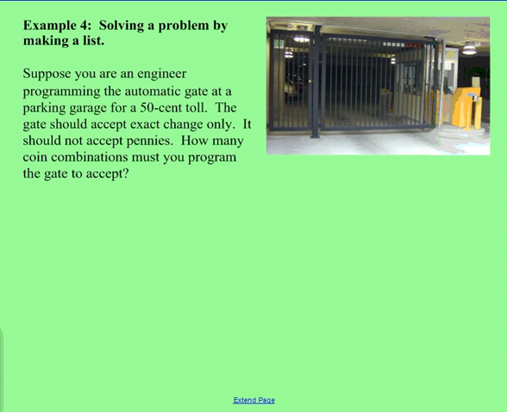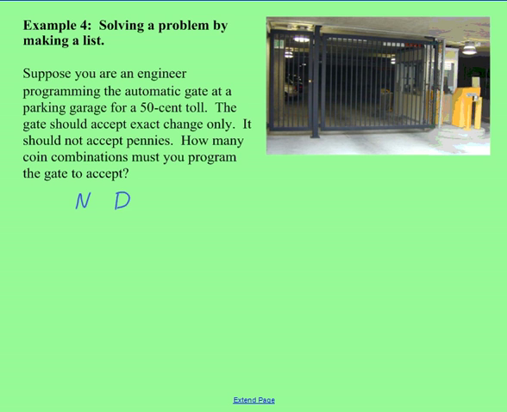Well, we're going to solve this problem by making a list. We're going to list out every possible coin combination we can think of for 50 cents, but not including pennies. Now, making a list is a great way to solve a problem. However, you need to do it in an organized manner so you don't miss any possible solutions. So, first thing I think we should do is think of the different coins that could go into this parking garage gate.